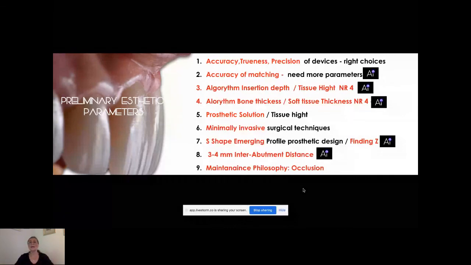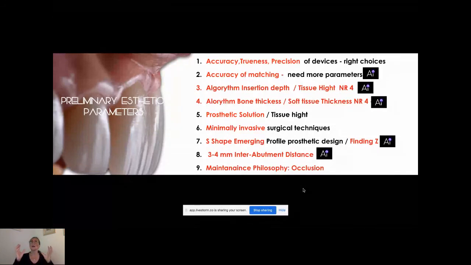We need an S-shaped emergence prosthetic design, where the technologies are helping us to find the Z, find the thickness of the tissue, and to trace the margin of the abutment. We need 3 to 4 millimeters distance between the abutments, and we need a philosophy and parameters also for the maintenance of the constructions which we establish. So those are a couple of parameters which we can respect in the digital workflow of full arch reconstructions, but more is to come.